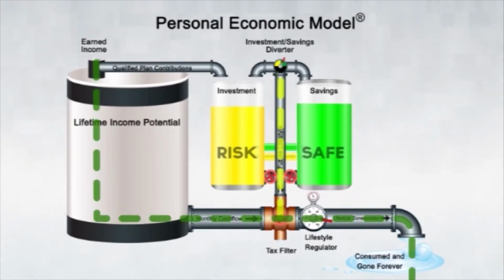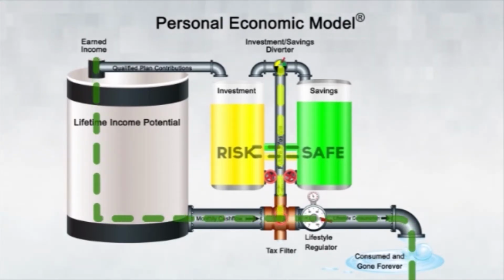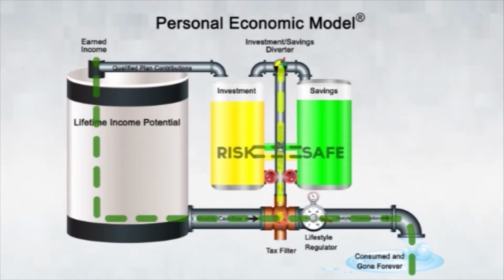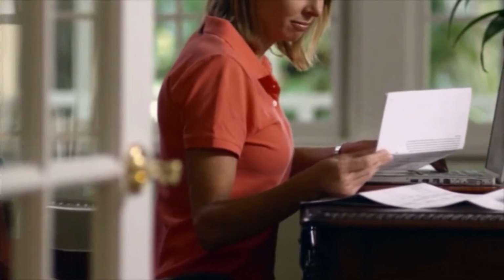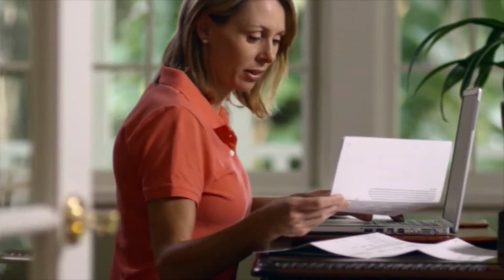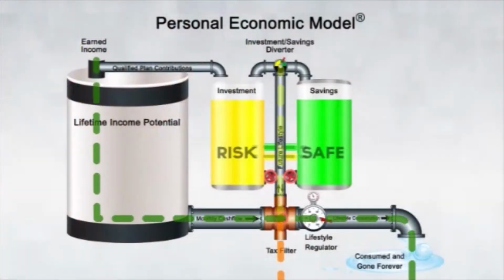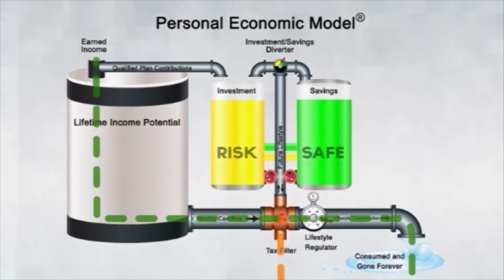There is the potential for money to pass between the two tanks depending on restrictions of the underlying accounts where the money resides. The flexibility of flow between the tanks allows for rebalancing when desired. Notice we use the words pumped into the savings and investment tanks, meaning it takes effort and energy to save for the future, as the natural path for our monthly cash flow is through the tax filter and straight through the lifestyle regulator to be consumed in our current lifestyle.